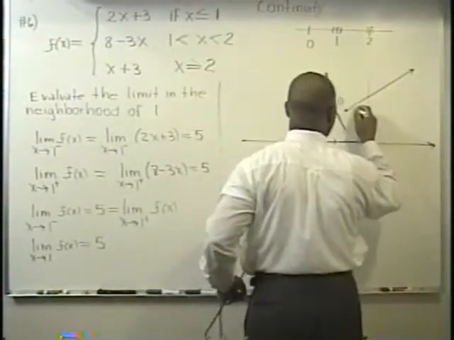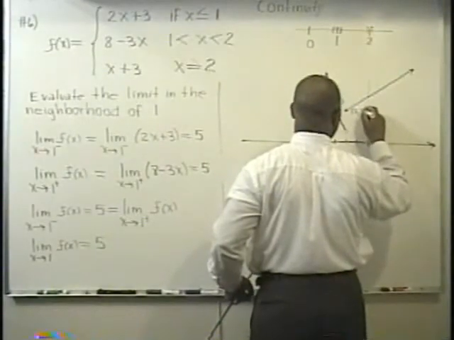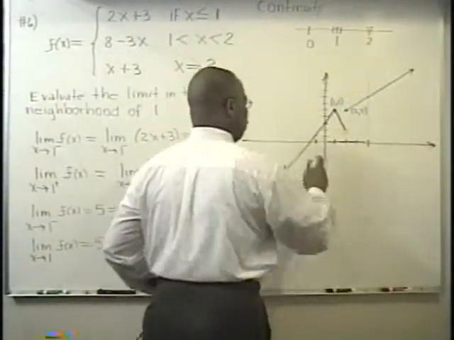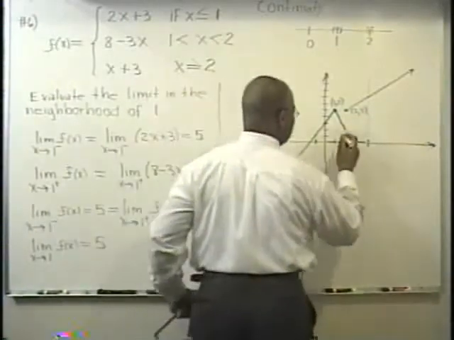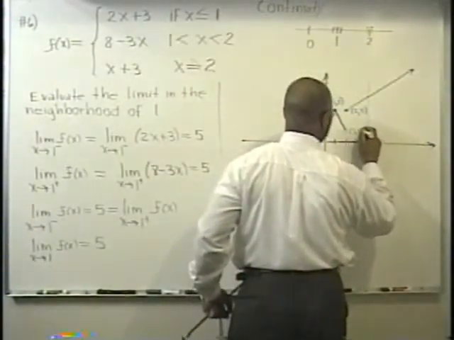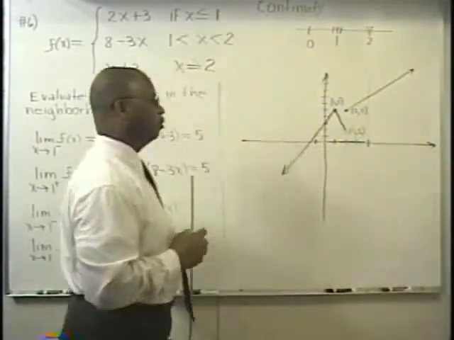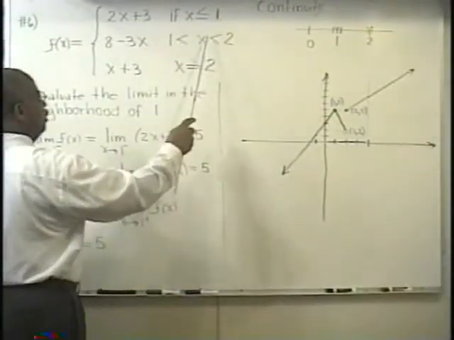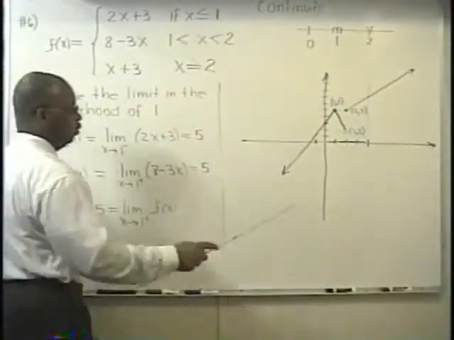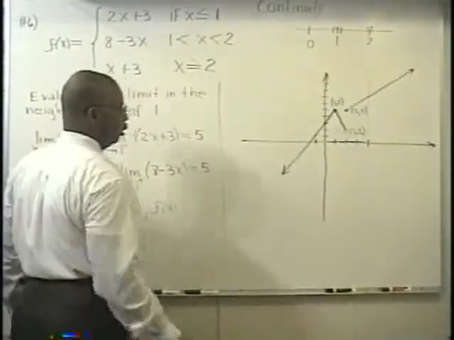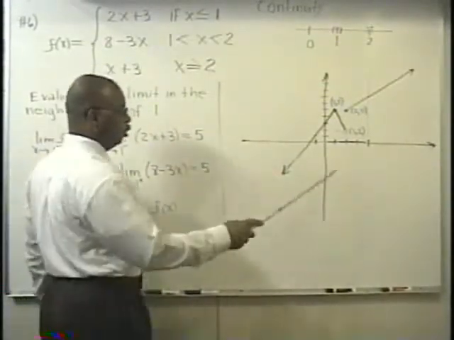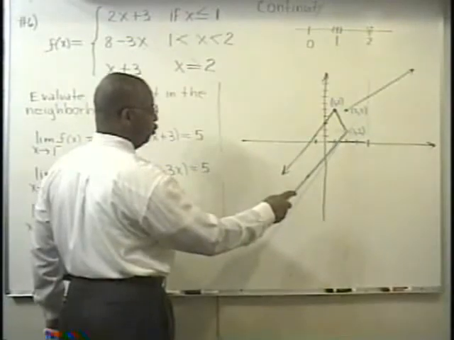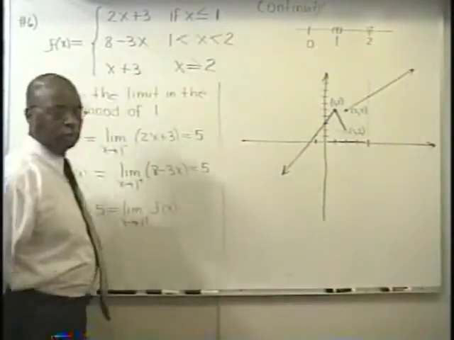And this point right here is 2, 5. And where this is an open circle, this is 2, 2. That's where the function is not defined there. It's not there because it's not equal to 2 between here. So this is the point of discontinuity where we had this jump here.